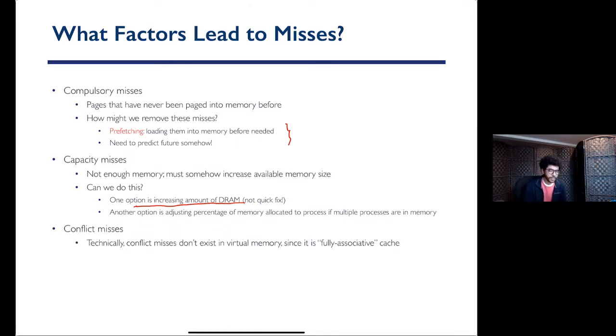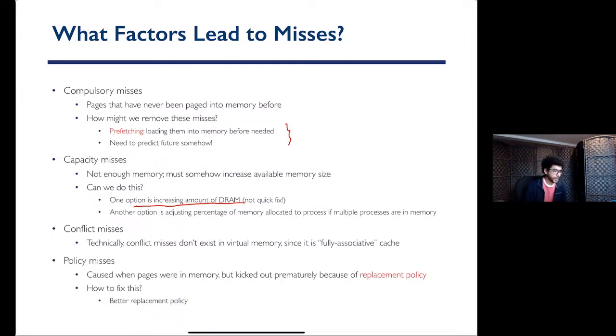And then you have conflict misses. Conflict misses happen when you have sets and set associativity. Because we have a fully associative cache here, we're not going to have any conflict misses. So everything is going to be a capacity miss. And then we will have policy misses. So policy misses are misses that happen because of bad eviction policy.